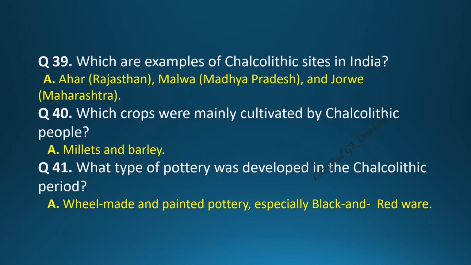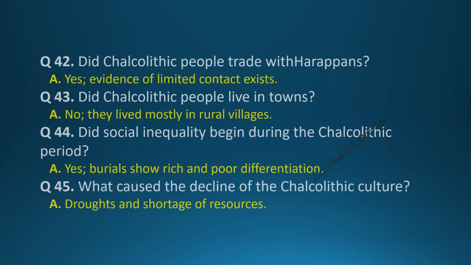Question 41. What type of pottery was developed in the Chalcolithic period? Answer: wheel-made and painted pottery, especially black and red ware. Question 42. Did Chalcolithic people trade with Harappans? Answer: yes, evidence of limited contact exists.